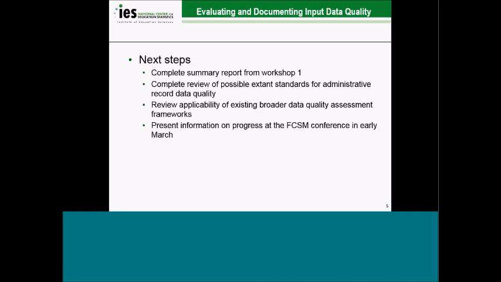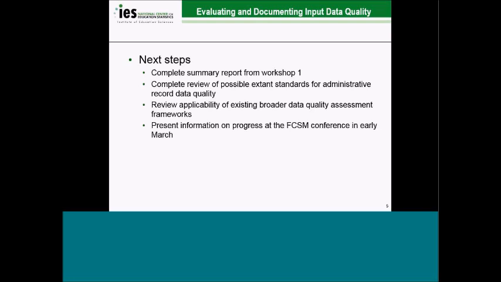So our next steps, and they should be wrapping up soon because we're going to give a presentation on some of these next week at FCSM. First, I want to finish a summary report that Alex has been working on for us, and that's very close to being done now. I think she's just waiting for comments from me, actually, at this point.